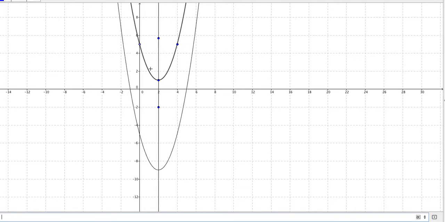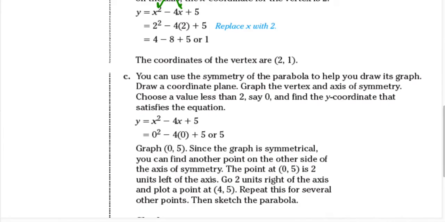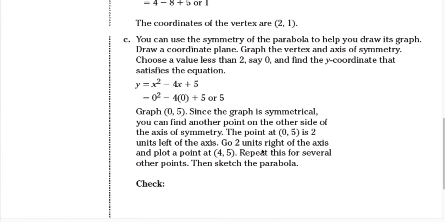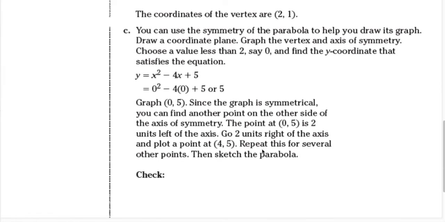Of course, when you graph this, you will not get the exact line that I'm doing. So you roughly graph it and you end up with your parabola. And that's how you graph your parabola using your axis of symmetry. Let's go back to this. So graph 0, 5. Since it is symmetrical, the other side of the axis of symmetry would be 4, 5. This is 2 units to the left of the axis, go 2 units to the right of the axis, and that's exactly what we did.